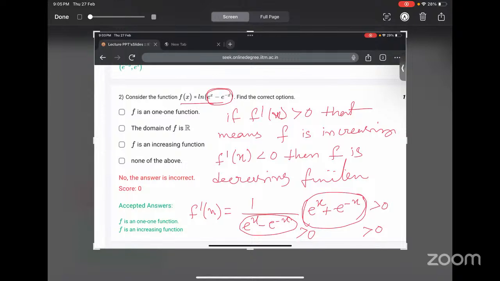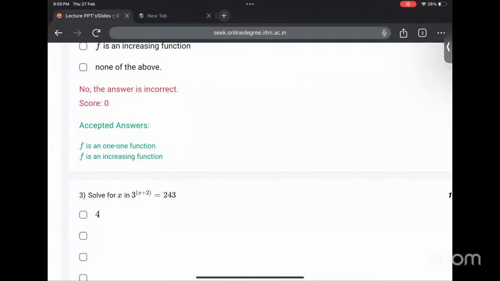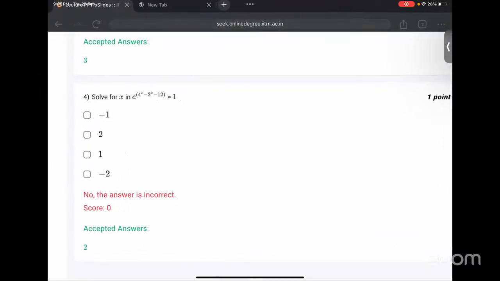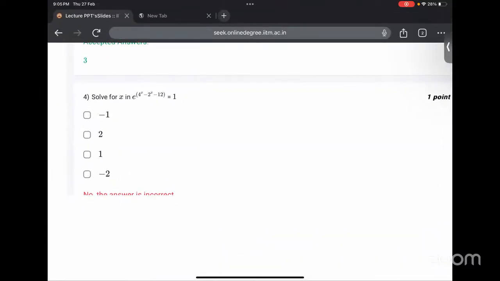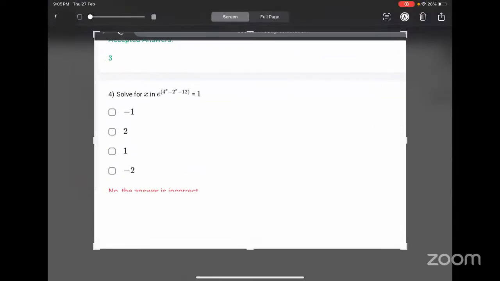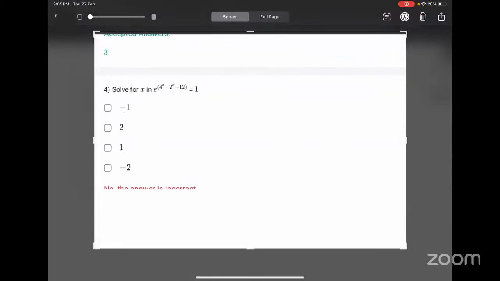So it is clear for all of you? Yes, ma'am. It is fine, right? Last question means this one. Okay. So you just have to solve it, right? So what should be the first step? We have e power something equals to 1. We want to simplify this, right? So what should be the first step to simplify this equation?